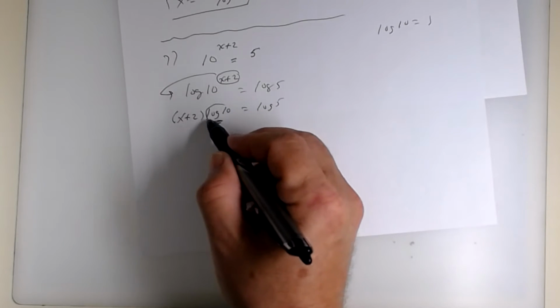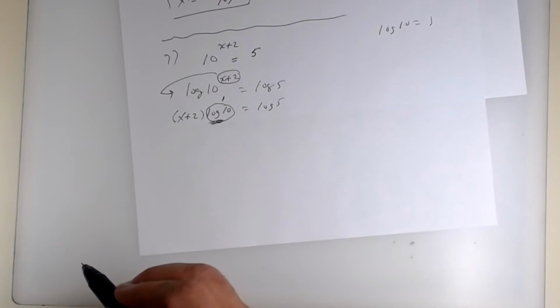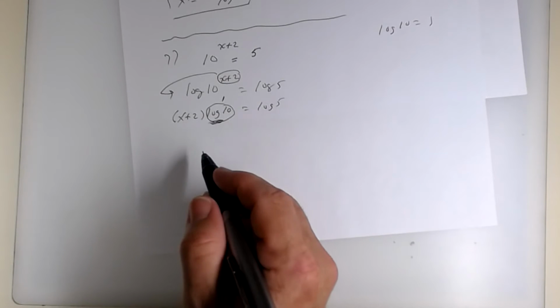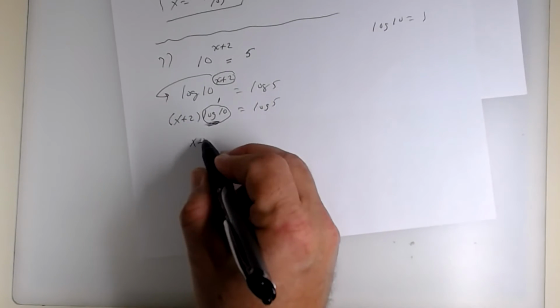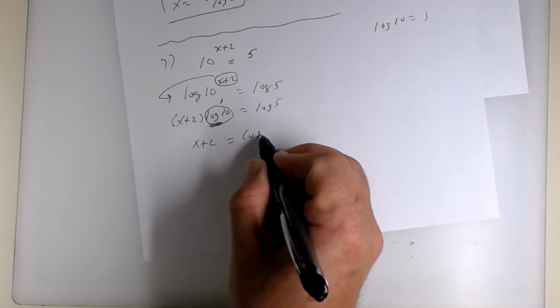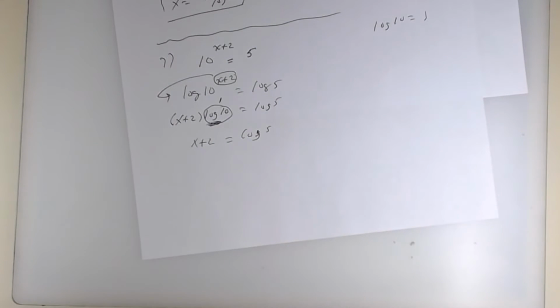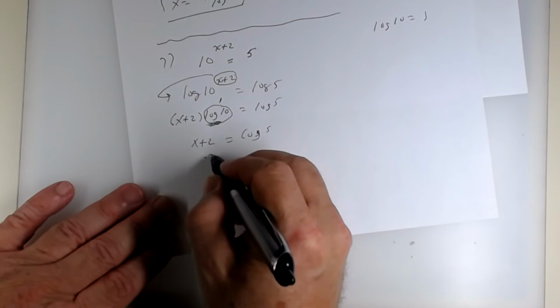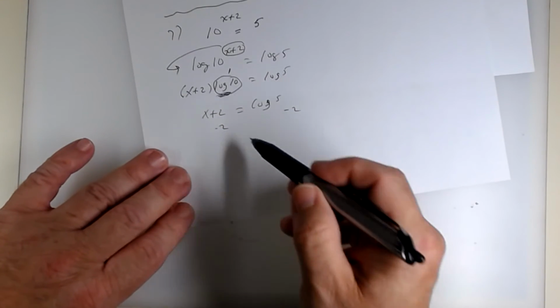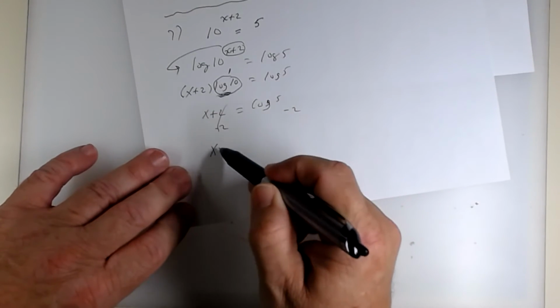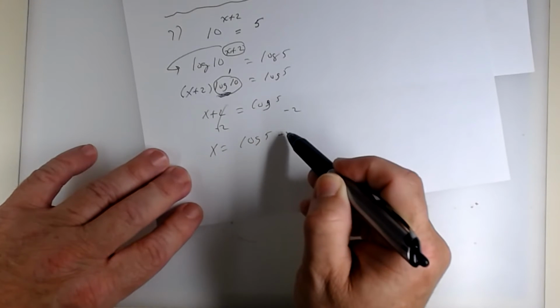No, that's just 1. That's just 1. So x plus 2 times 1 is just what? x plus 2 equals log 5. And when we're stepping, you're done. So how do you get x by itself? Subtract 2. And so the answer is this. The answer is x equals log of 5, subtract what?